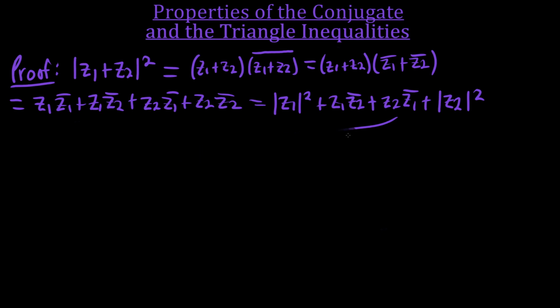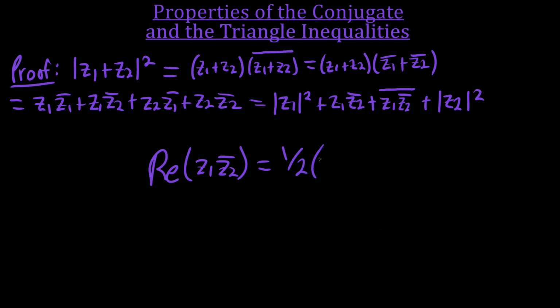Great. So let's go ahead and erase this and replace it with that. So here we're going to have the conjugate of z1 times z2 conjugate. Great. Now we can go ahead and apply property G, which says that the real part of a complex number, in this case, z1 times z2 conjugate, is equal to 1/2 times z1 z2 conjugate plus its conjugate, which is the conjugate of z1 z2 conjugate.